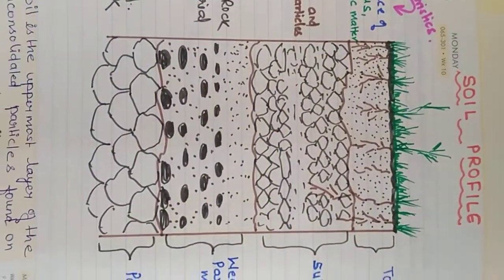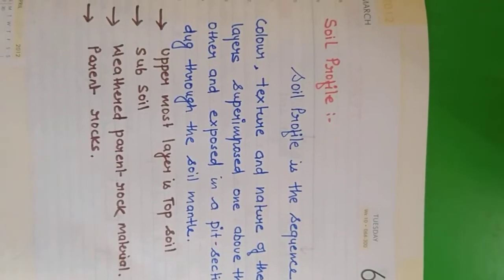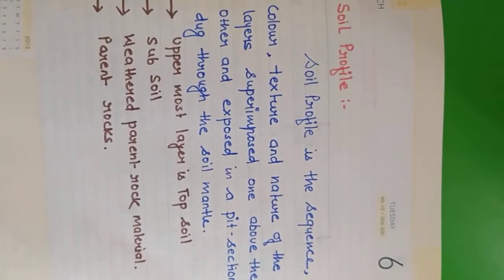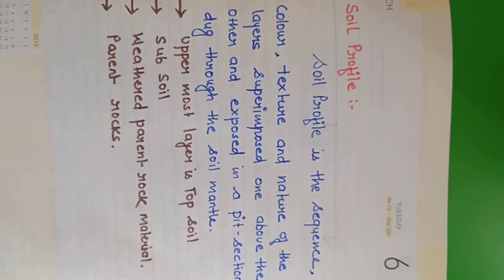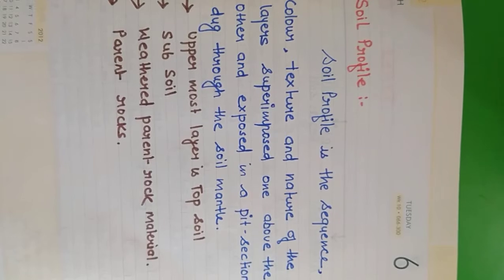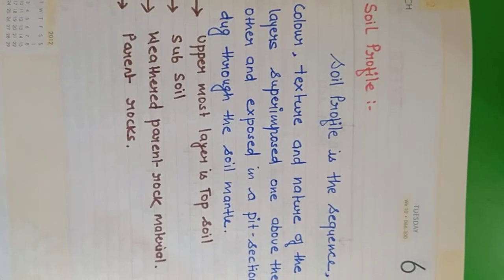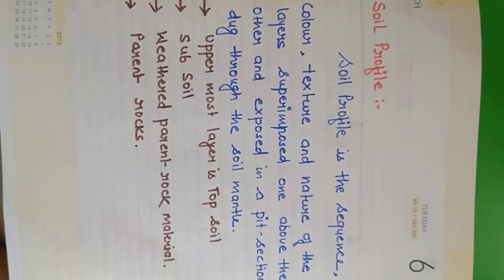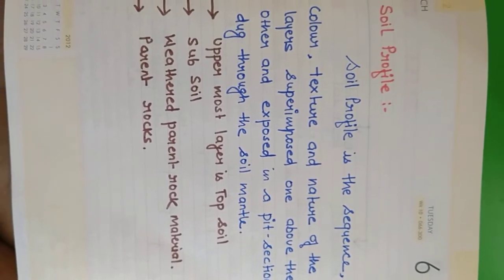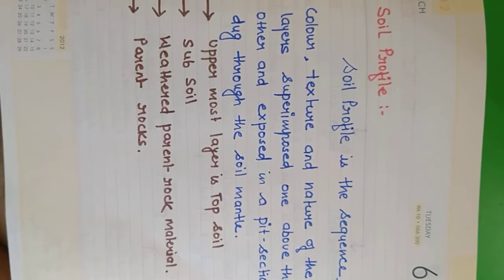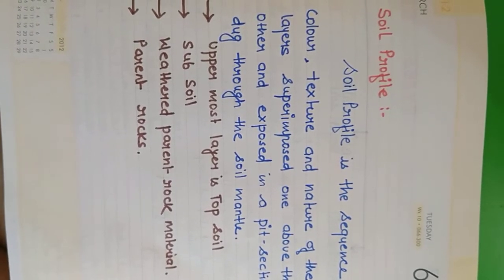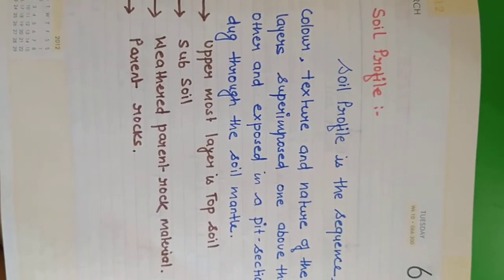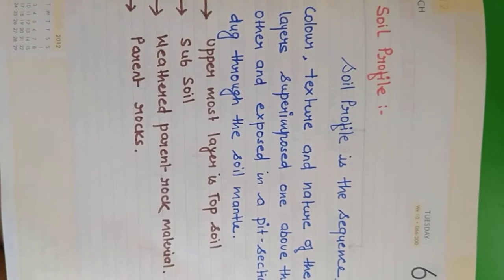So with the help of this we can easily understand that the soil profile is the sequence, color, textures and natures of the layers superimposed one above the other and exposed in a pit section dug through the soil mantle. The uppermost layer is the topsoil, then subsoil, weathered parent rock material, parent rock.